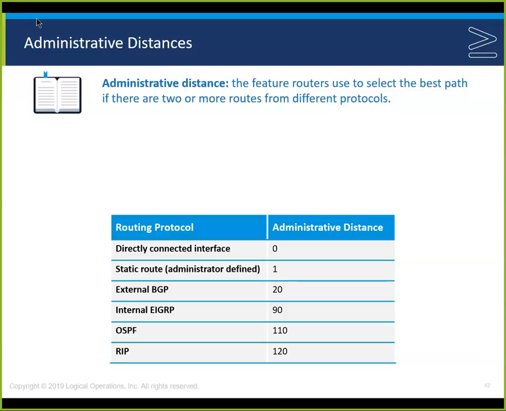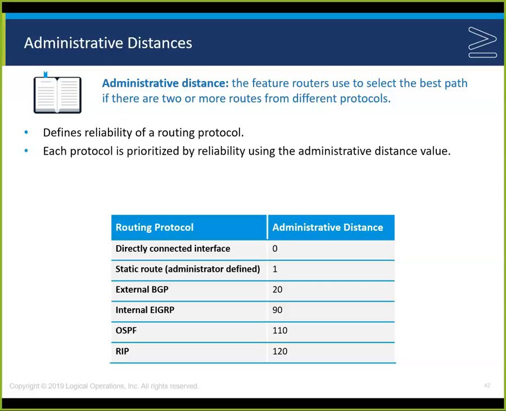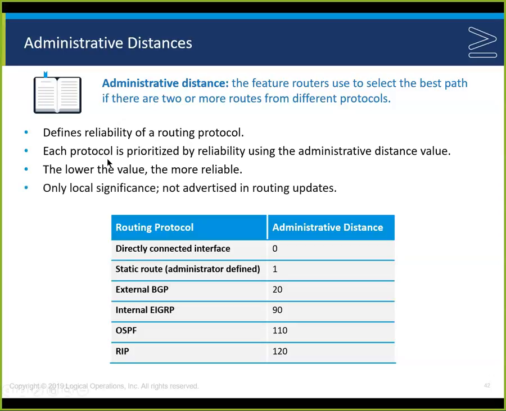It's just a way of prioritizing which of the routing protocols we want to use. These things are about the reliability of the routing protocol: how much do we trust it, how much do we want to use it. By reliability, we mean using the administrative distance value. The lower the value, the more reliable it's going to be, and it's only significant locally. It's not going to be advertised. The other router will make its own decision independent of what goes on here.